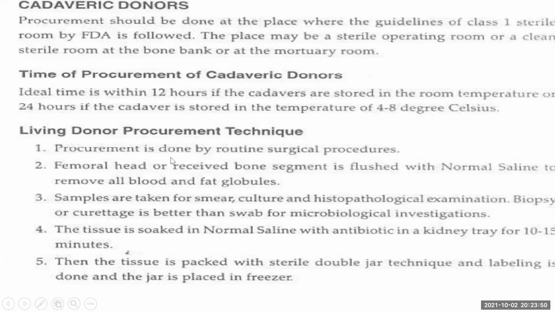Living donor procurement is done by routine surgical procedure. The femoral head or received bone segment is flushed with normal saline to remove all the blood and fat globules. Samples are taken for smear, culture, histopathology, biopsy, and curettage. The tissue is soaked in normal saline with antibiotic in a kidney tray for 10 to 15 minutes. Then the tissue is packed with the sterile double jar technique and labeling is done, and the jar is placed in the freezer.